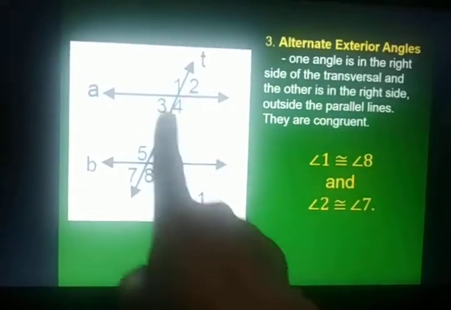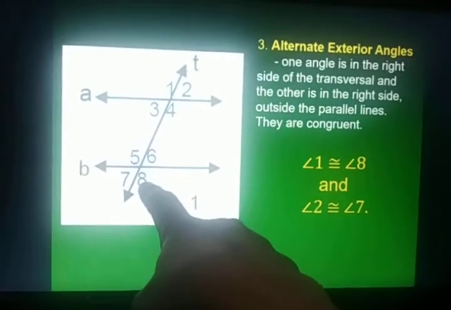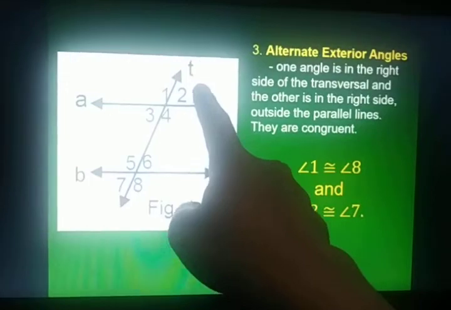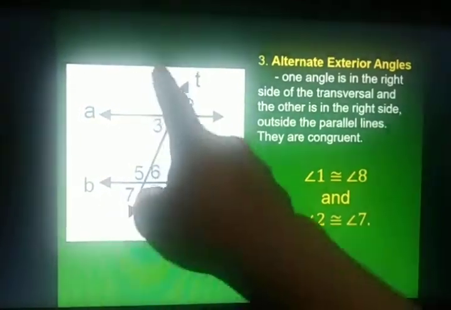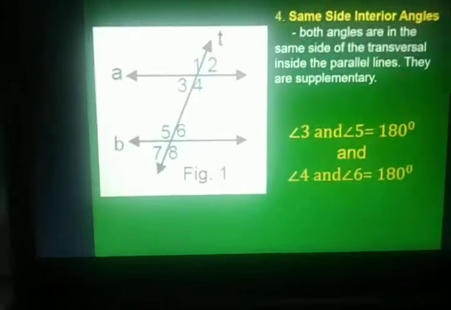Okay, they are congruent. If angle 1 is 110 degrees, angle 8 is also 110 degrees. If angle 2 is 70 degrees, angle 7 is also 70 degrees. Okay, that's 1 and 8 and 2 and 7. They are called alternate exterior angles.